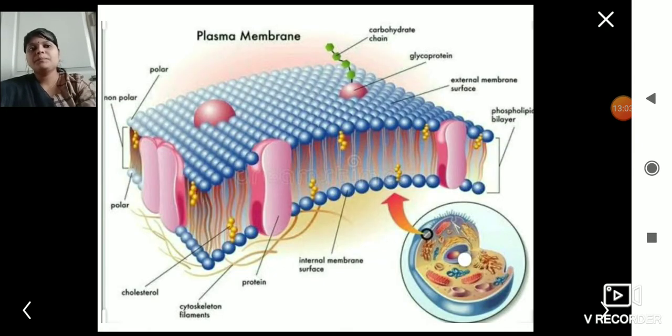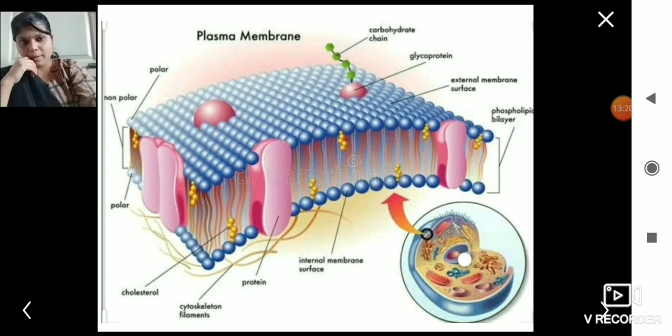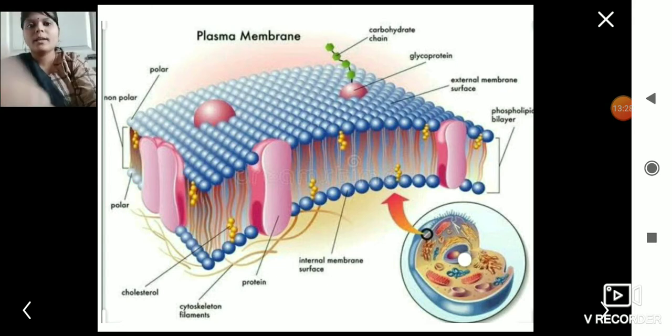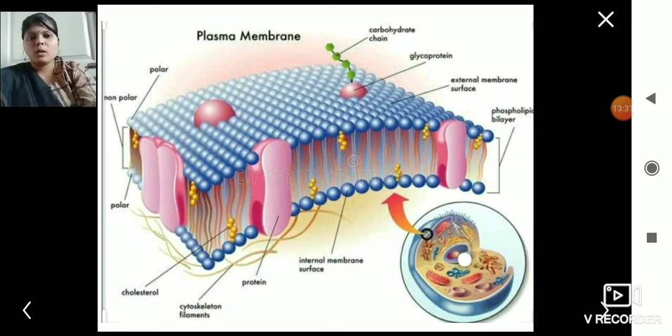So what are these? Here is a picture of the plasma membrane in section, wherein you can see the protein molecules on the plasma membrane. This is the cell, this is the membrane, and this is the enlarged portion of the cell membrane. If you see this, there are the proteins here. This is the polar end, and this is also a polar end. Heads are the polar end, tails will be the non-polar end.